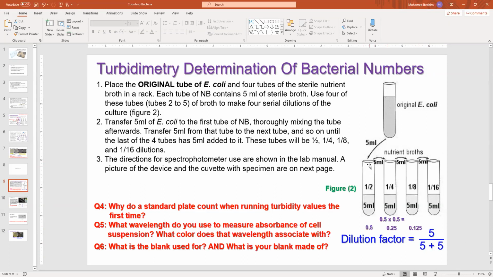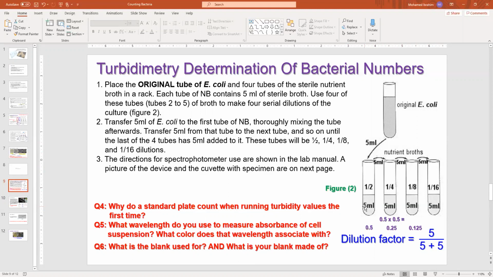Then I will move again 5 ml from this one to the second tube. So the dilution factor again will be 0.5, but the total dilution will be 0.5 times 0.5, which is going to be 0.25 or a quarter, and so on. So I do this dilution, and now those tubes are ready to measure the absorbance. So I need to take every one of those and put it in the spectrophotometer and measure the absorbance value.